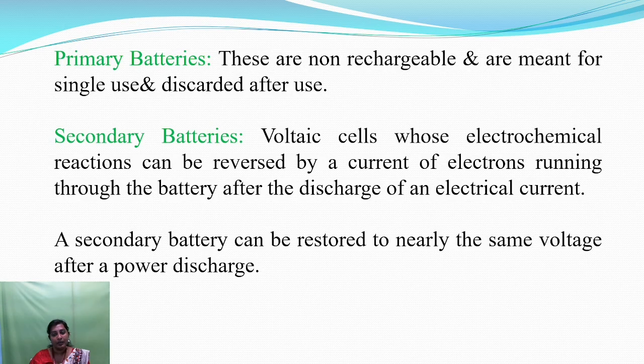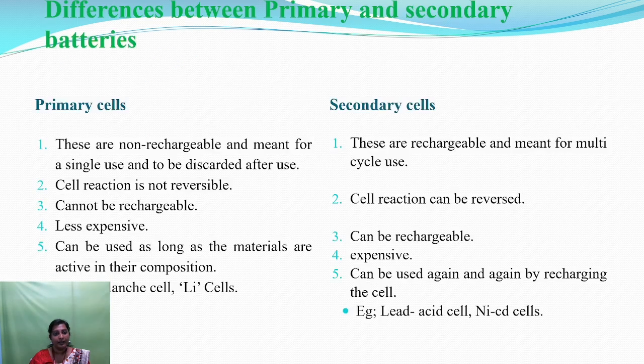Primary battery is a once-used battery; secondary battery is a rechargeable battery. Now the difference between primary and secondary batteries. The first one, primary cell: these are non-rechargeable and meant for a single use, to be discarded after use. Secondary cell means these are rechargeable and meant for multiple use.